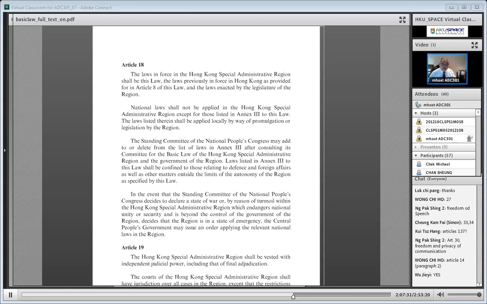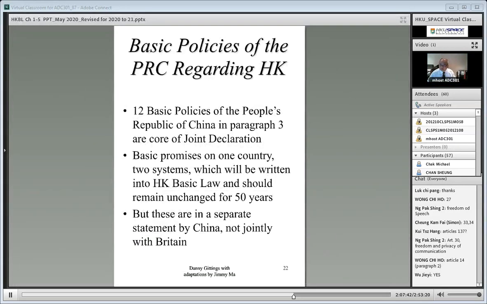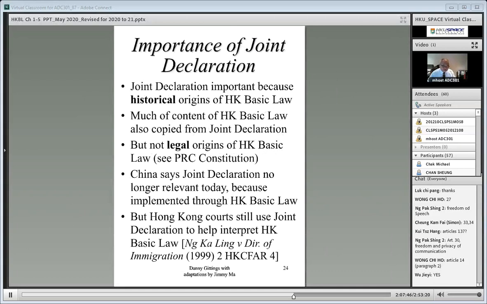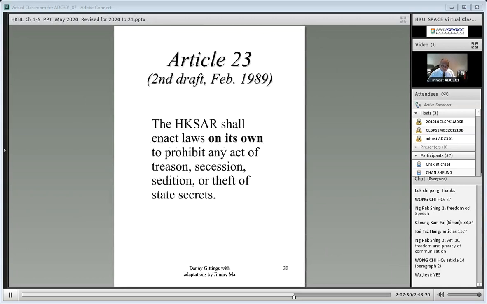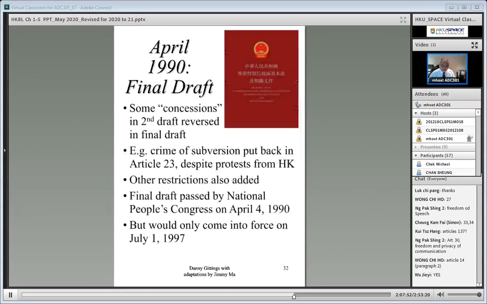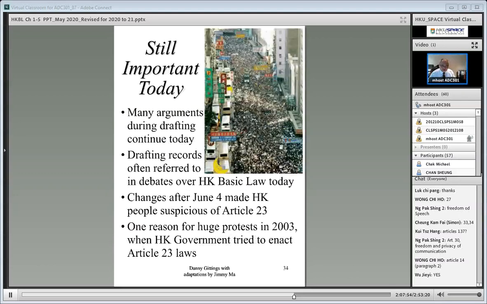All right. Now I will turn this off. Good. Then we'll look at what the Basic Law is. All right. This one.